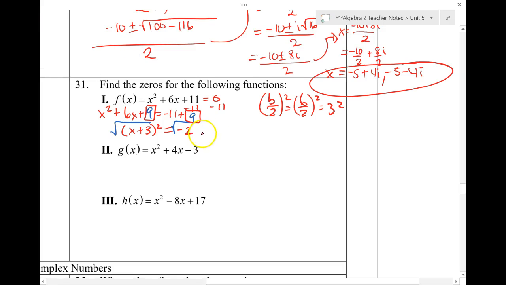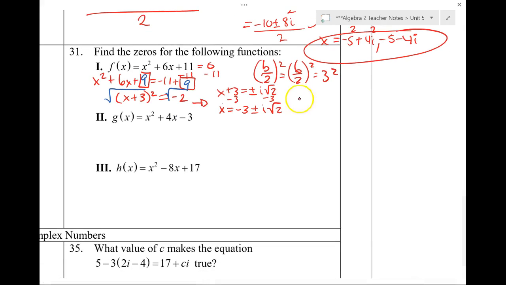And I end up with x plus 3 equals plus or minus, and if you notice there's a negative inside the square root, what's that mean? It means imaginary number, so we can take i out. Now let's subtract 3 from both sides, and now we get x equals negative 3 plus or minus i times the square root of 2.